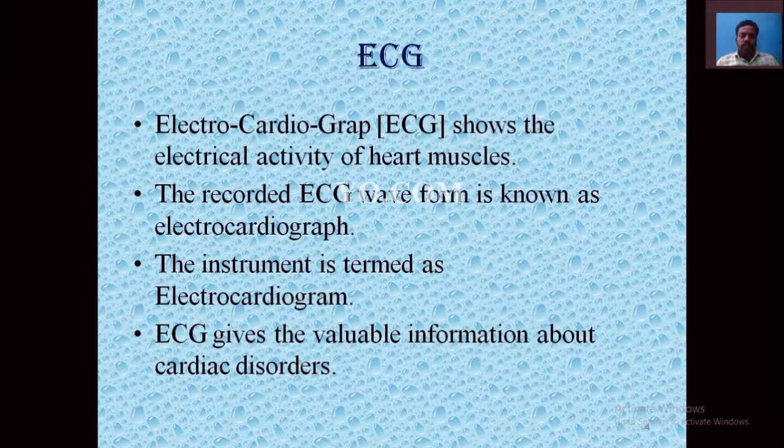It shows the electrical activity of the heart muscles. Our heart muscles produce some electrical activity during expansion and contraction. The recorded ECG waveform is known as electrocardiograph, and the instrument used to measure it is the electrocardiogram. ECG gives valuable information about cardiac disorders. The main objective of measuring ECG is to measure the heart performance, whether the heart is functioning well or not.